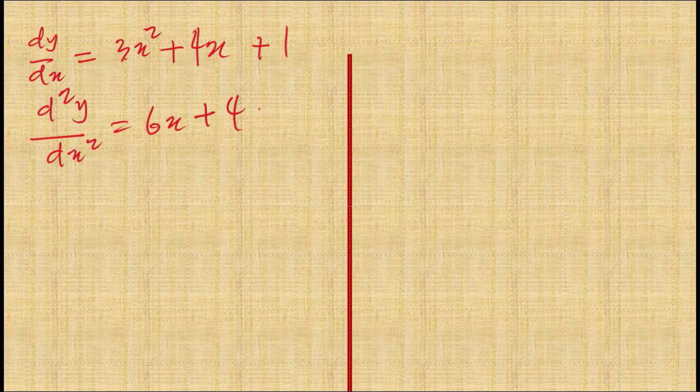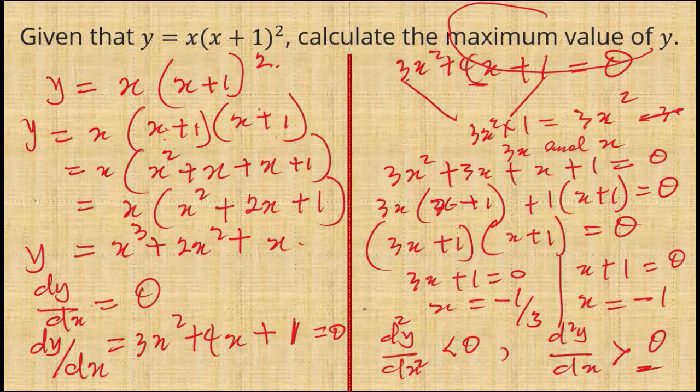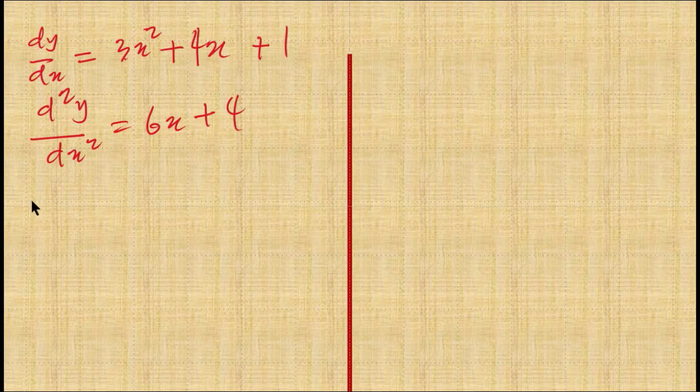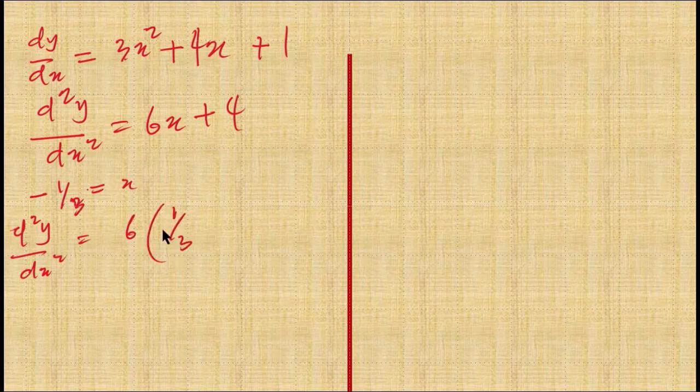Now we have 2 points. We've gotten 2 points: the point where x is equal to minus 1 over 3, and the point where x is equal to minus 1. So we check for both points. When x is equal to minus 1 over 3, my d squared y over dx squared is the same thing as 6 into minus 1 over 3 plus 4. The 3 here cancels, so minus 2 plus 4, that's 2.